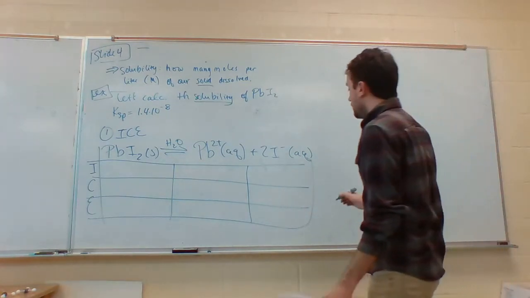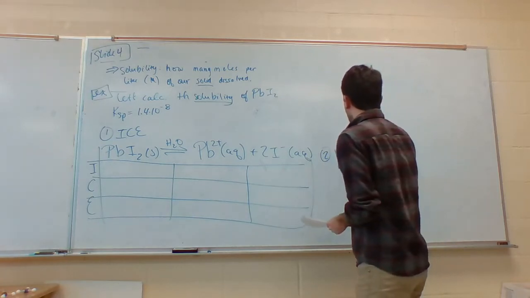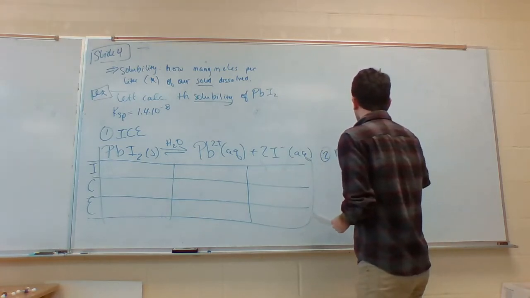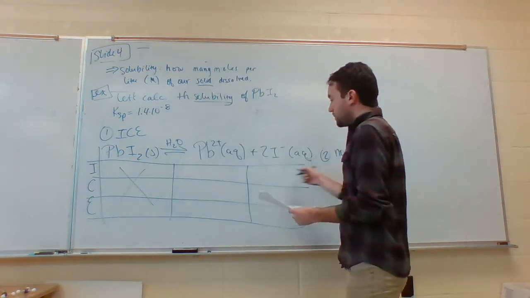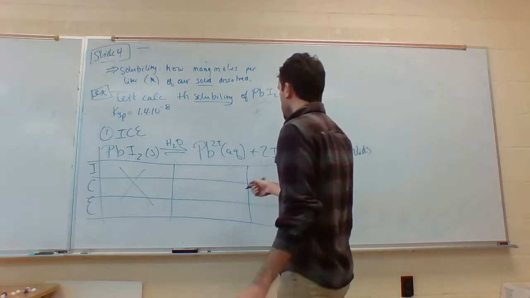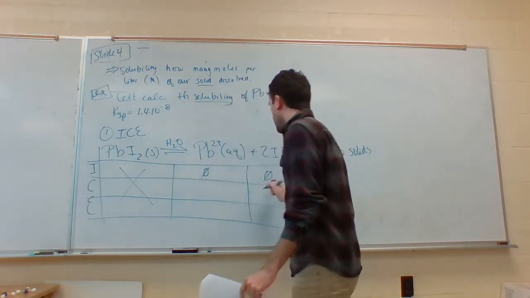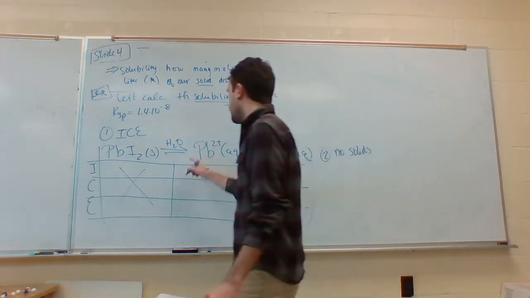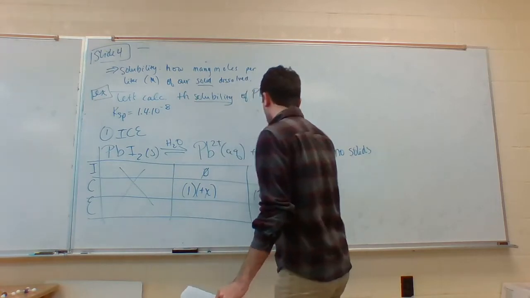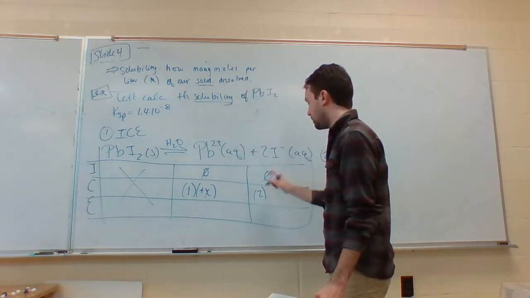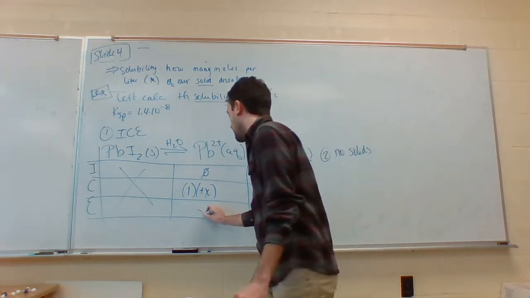Now, what are we going to do for our second step? That's right. We're going to take out all of our solids. So this column goes away. As we fill in our table, 0, 0. We know we started with none of that. We use our stoichiometry: 1 plus x, and 2 iodide, so 2 plus x. So we have x and 2x.